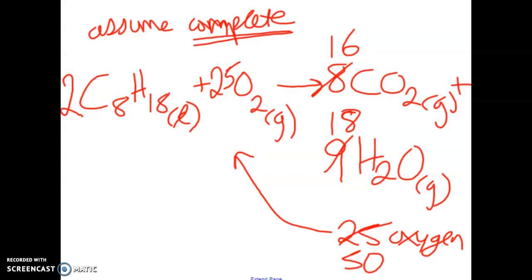So you always assume that you have complete combustion if you have a hydrocarbon or something that has oxygen, carbon, and hydrogens, but you need carbon and hydrogens for that to work.